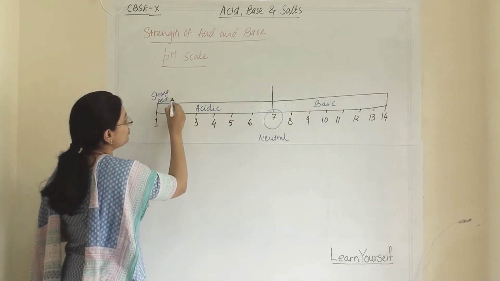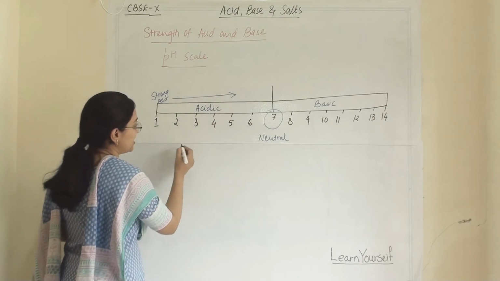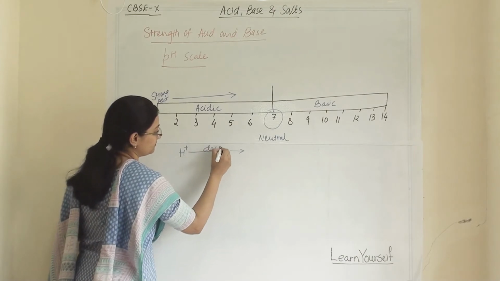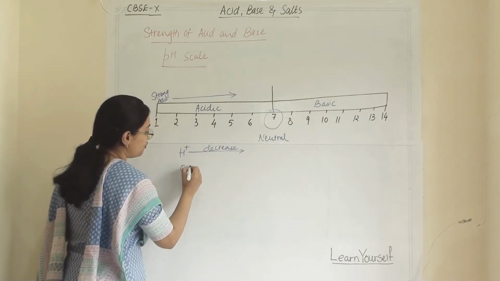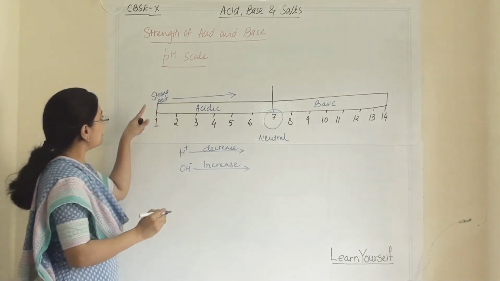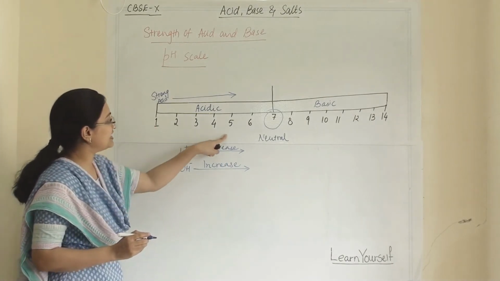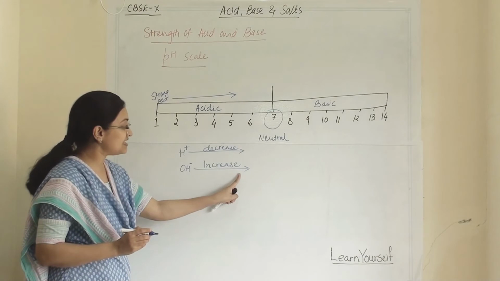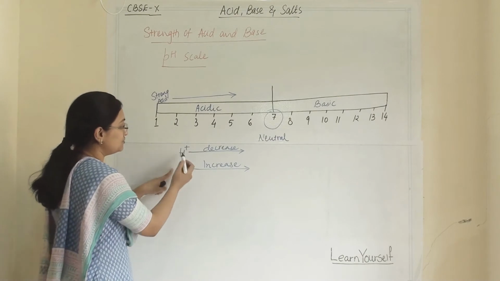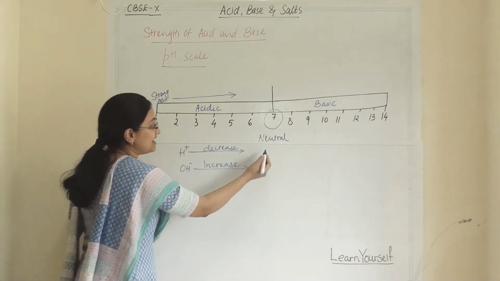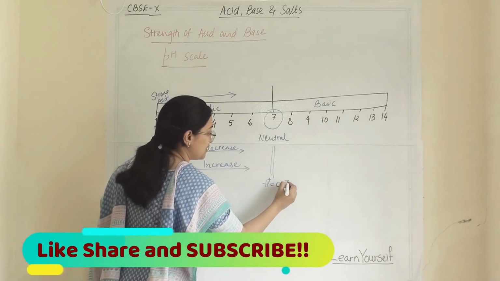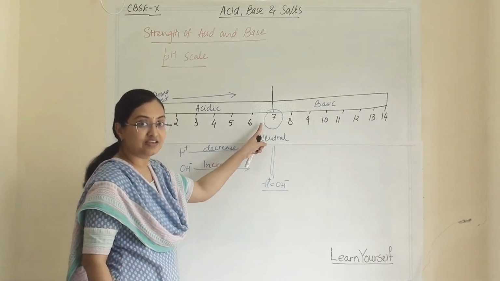As it goes towards 7, the strength of H plus will continuously decrease and the strength of OH minus will increase. This is a very strong acid, then its strength will decrease. As the OH minus strength increases, it will nullify the effect of the acidic character of H plus. So this will decrease and this will increase. At pH 7, both will be equal. H plus equals OH minus. So this pH is 7 and it is neutral.